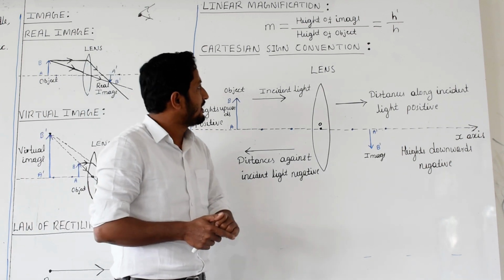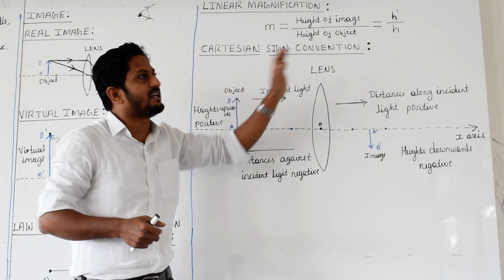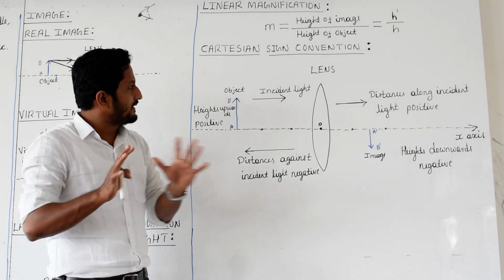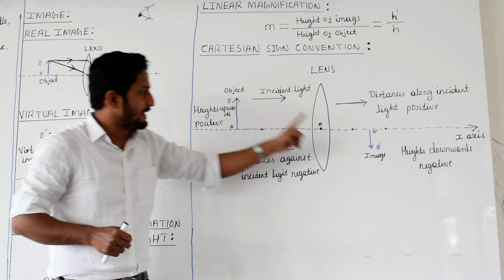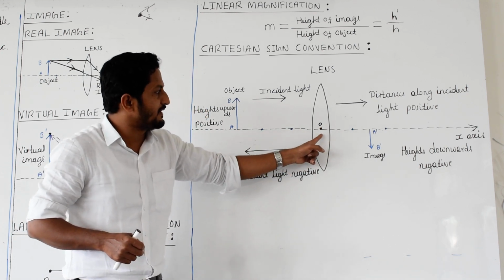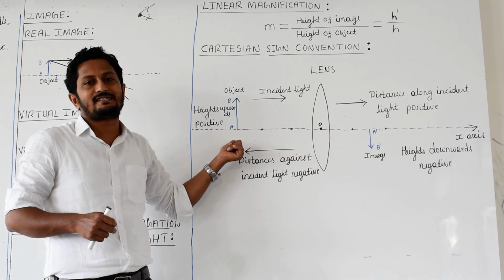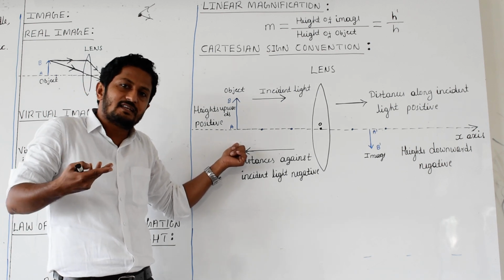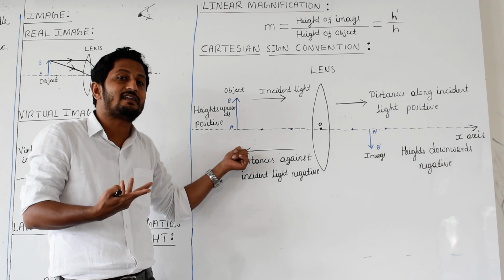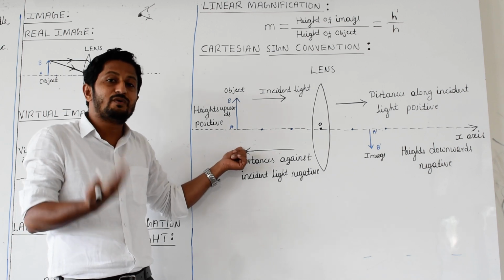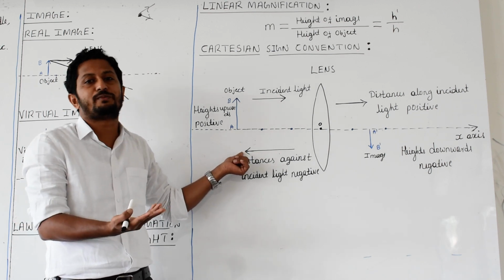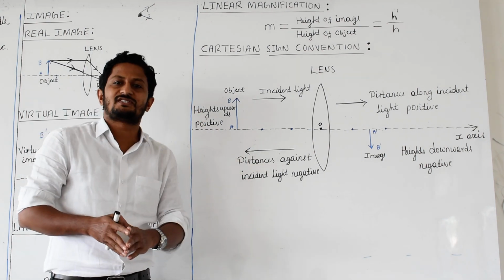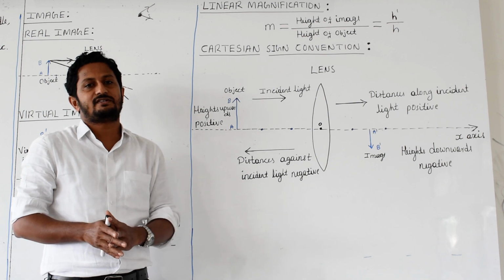See here what these Cartesian sign conventions are telling us. Here is the object, there is the image, in front of this lens, somewhere. Somewhere means where? Measure their distance. How do we have to measure? From where do we have to measure? That is exactly what this Cartesian sign convention tells us.